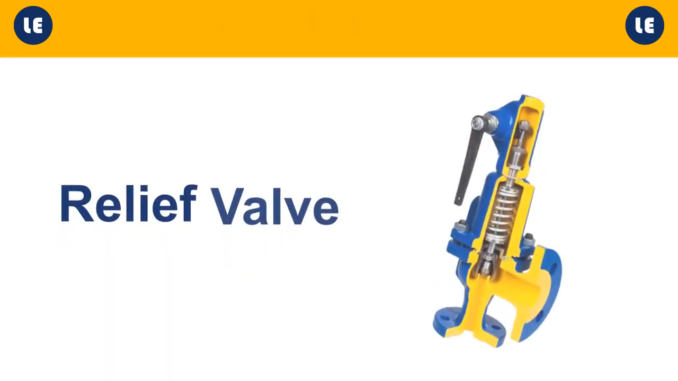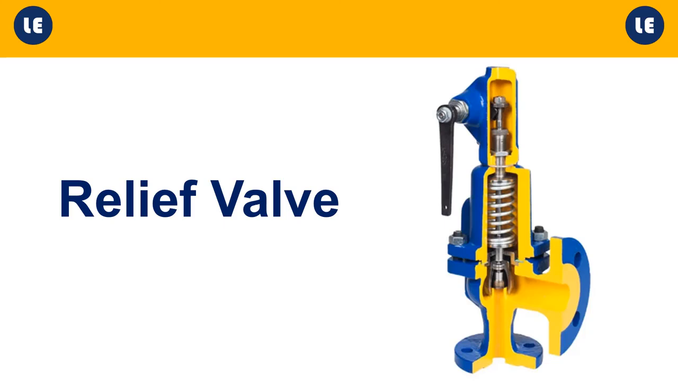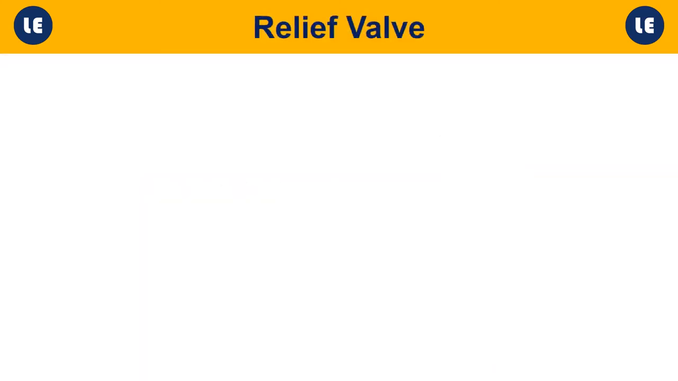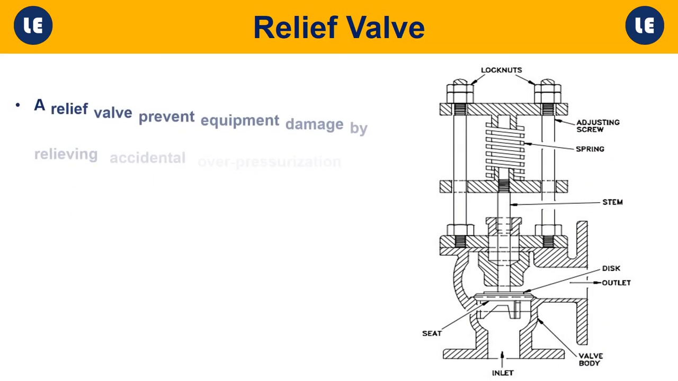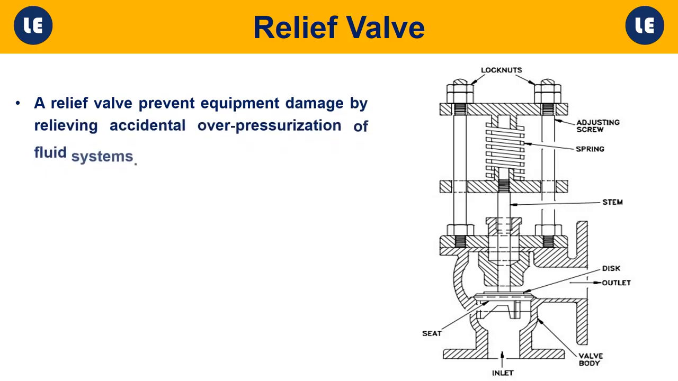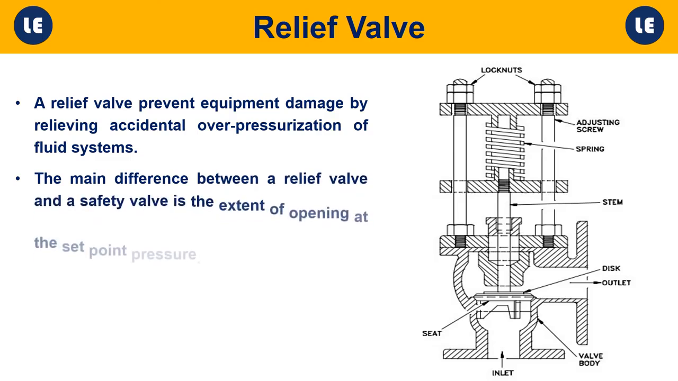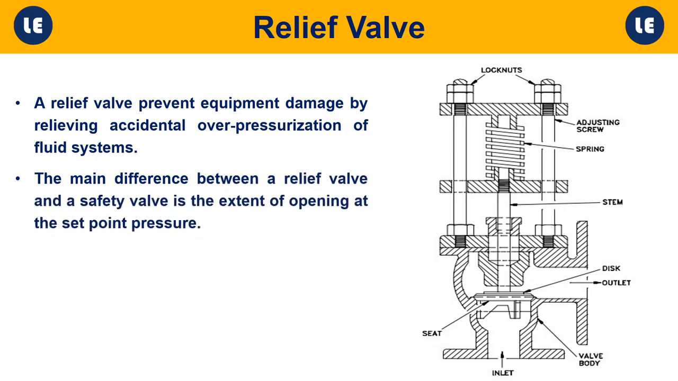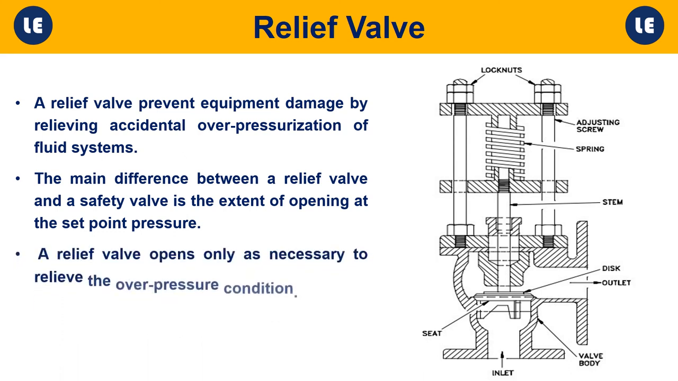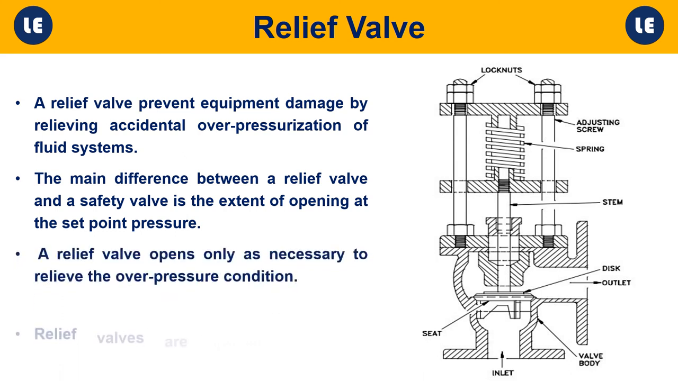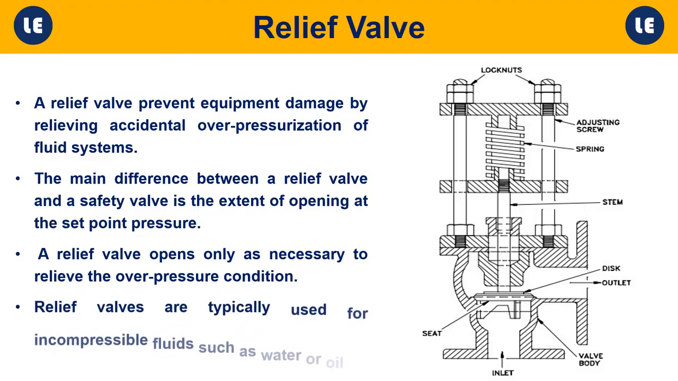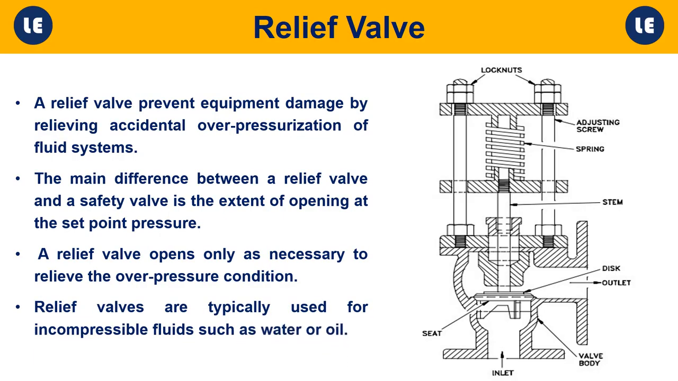Relief valve. A relief valve prevents equipment damage by relieving accidental overpressurization of fluid systems. The main difference between a relief valve and a safety valve is the extent of opening at the set point pressure. A relief valve opens only as necessary to relieve the overpressure condition. Relief valves are typically used for incompressible fluids such as water or oil.